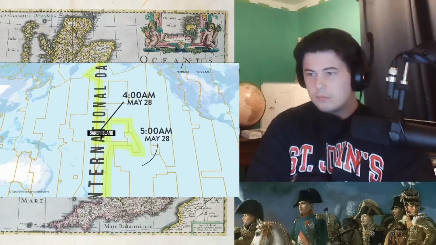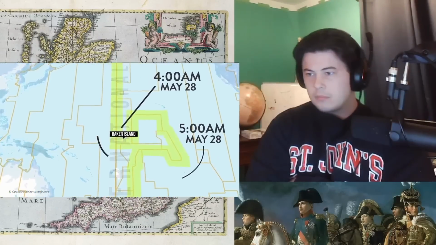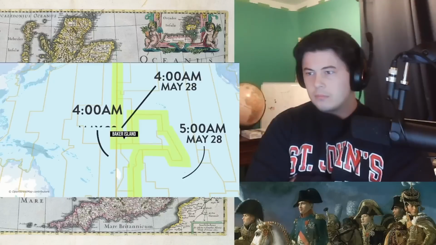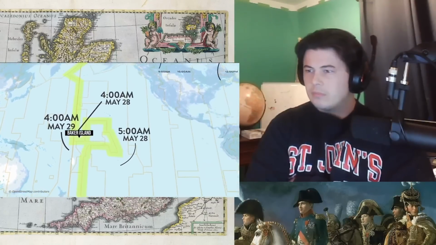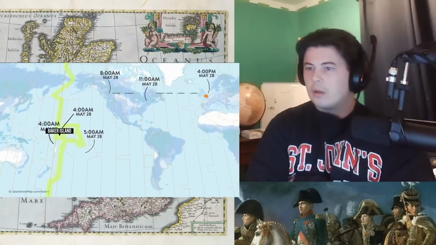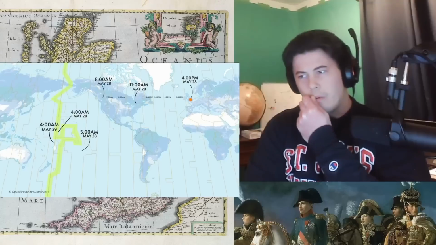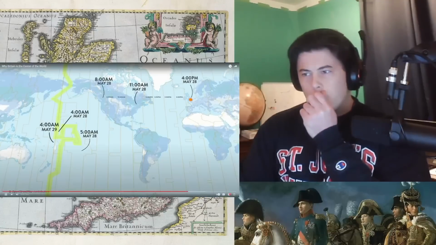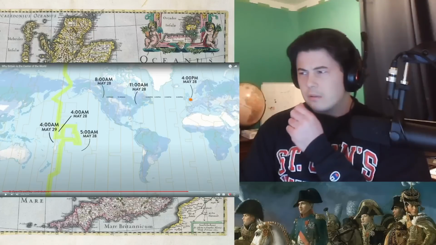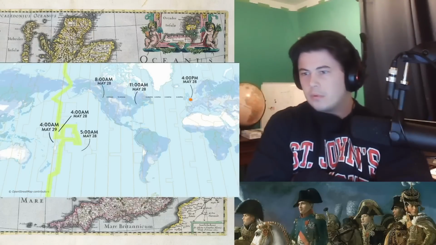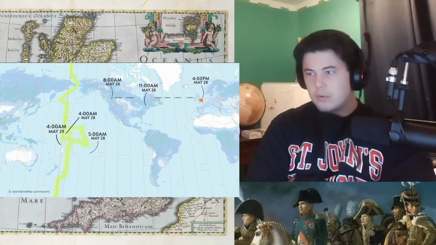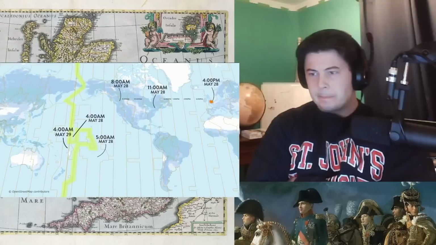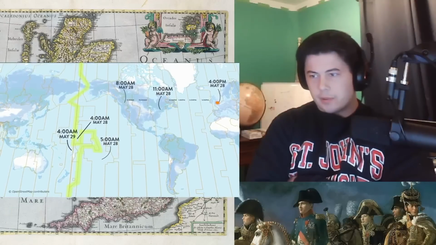So then cross this messy looking line, it's still 4 a.m., but now it's the next day. It's May 29th at 4 a.m. Here in Fiji, at the same time, 4 p.m. at Greenwich, it's now 4 a.m. the next day, May 29th. So we went from being 12 hours behind Greenwich to being 12 hours in front of Greenwich just by going over this international date line. Right, okay. You could do this exact same thing going the other way.